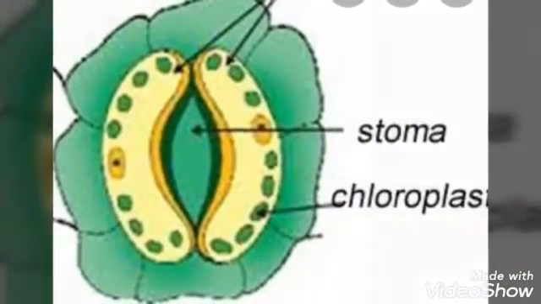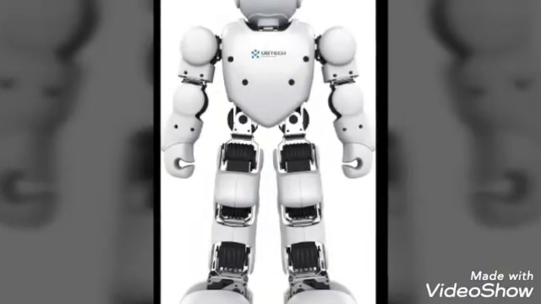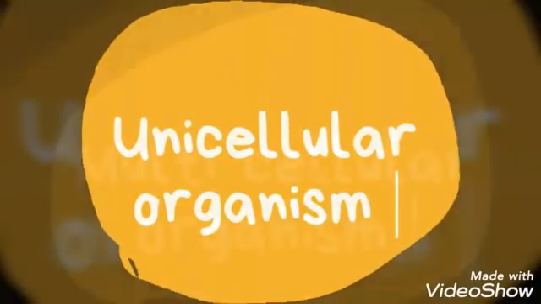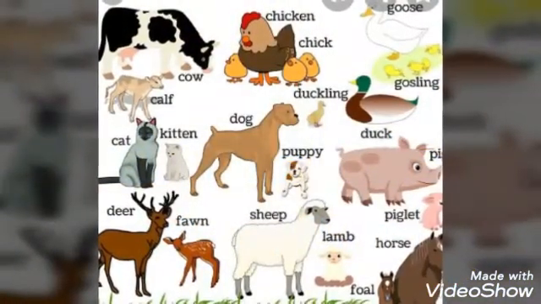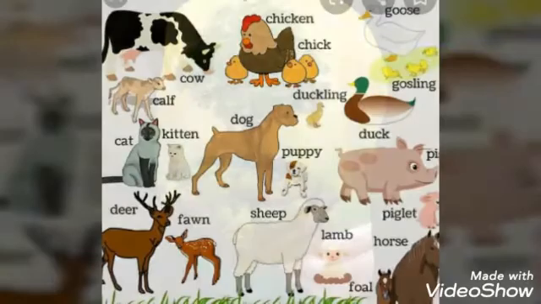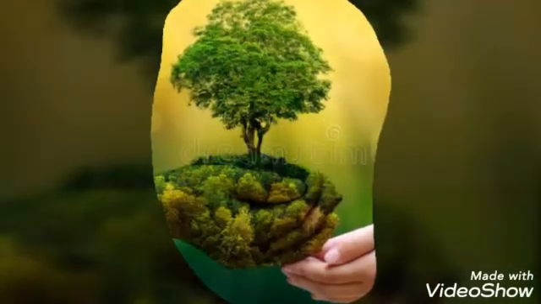Living organisms respond to stimuli, and they produce their young ones. A robot may look like a human being, but it cannot reproduce. Single-celled organisms grow in size, multicellular organisms grow in number. Non-living things cannot grow like a human being. A living being will have a limited lifespan.